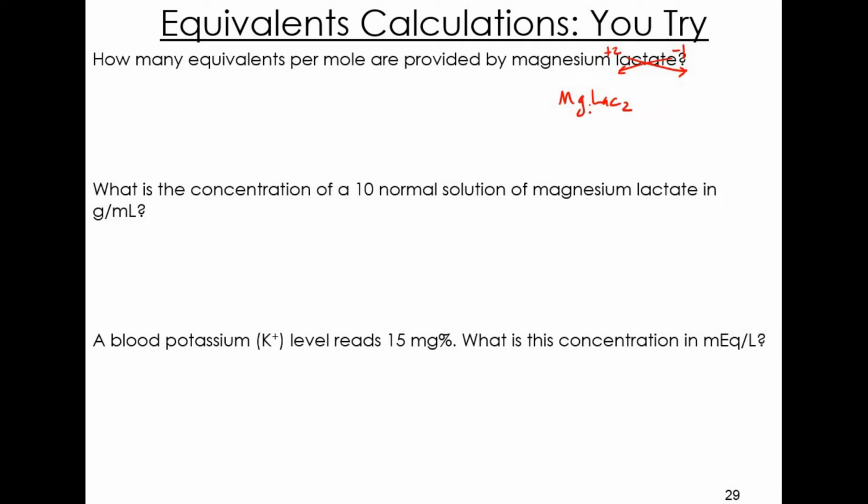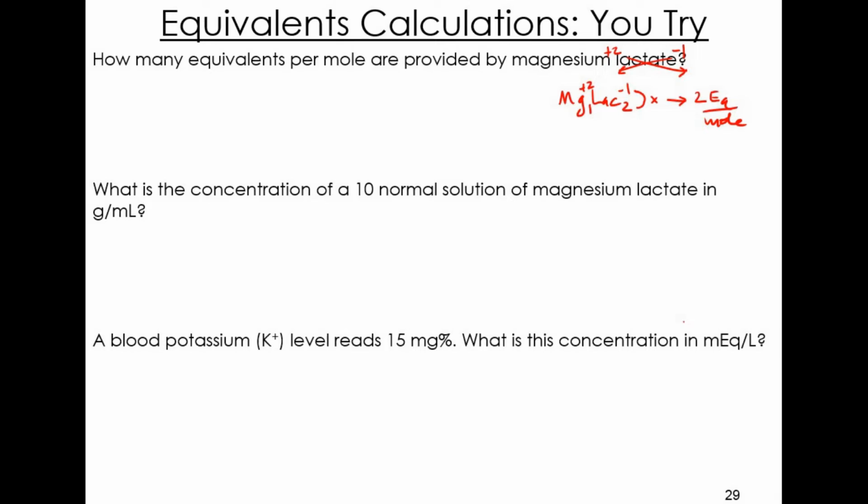And then the shorthand way to get equivalents per mole is to pick either one of these and multiply the subscript by the superscript. Just multiply those together, and that gives you the equivalents per mole for the salt. And you'd see that you'd get the same answer by multiplying subscript 1, superscript 2 for magnesium.